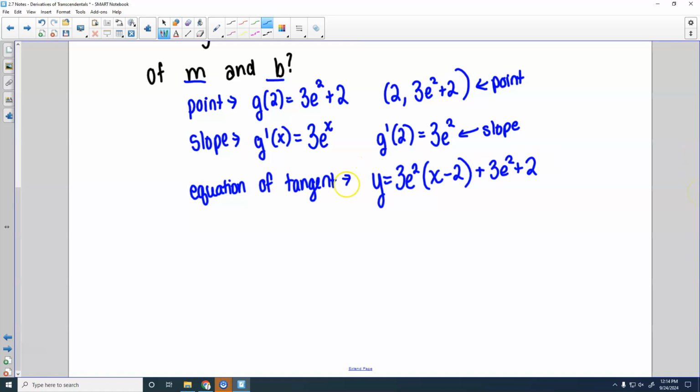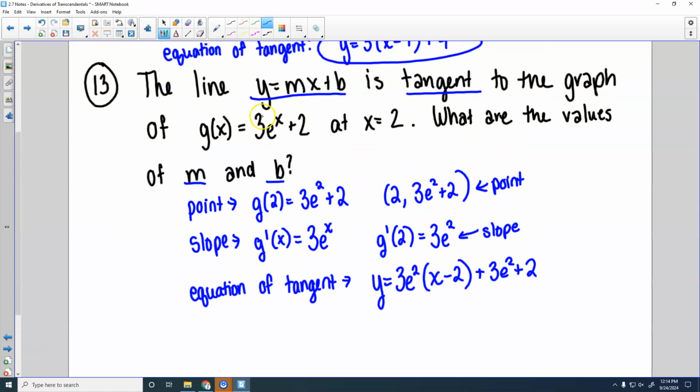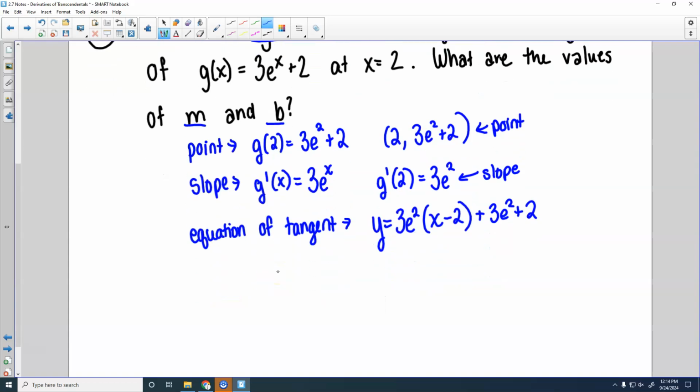However, they did not. They specifically said the line y equals mx plus b is tangent to the graph of g of x, and what are the values of m and b. So we could go ahead and confidently say that m equals 3e squared because m is the slope, and we know the slope is 3e squared. But to find b, we're going to have to simplify this into y equals mx plus b form.